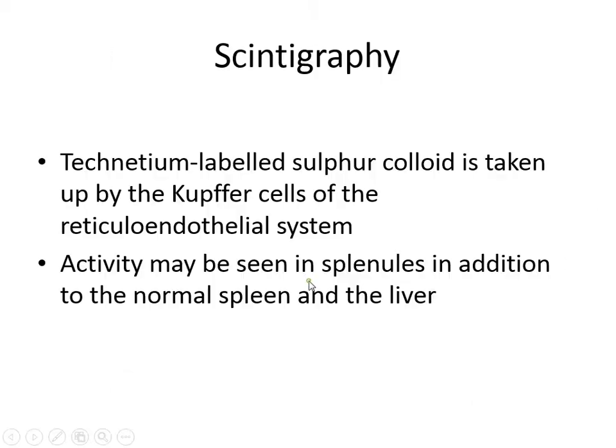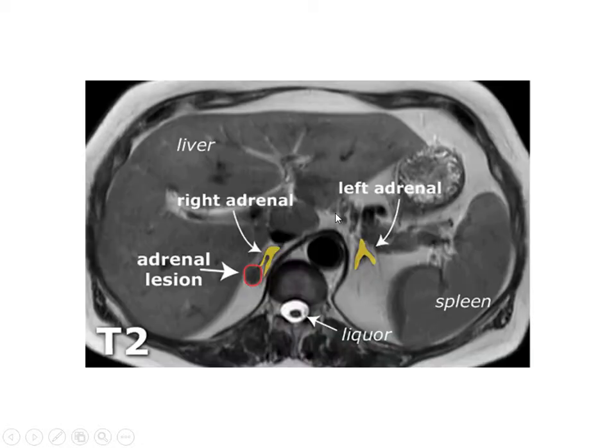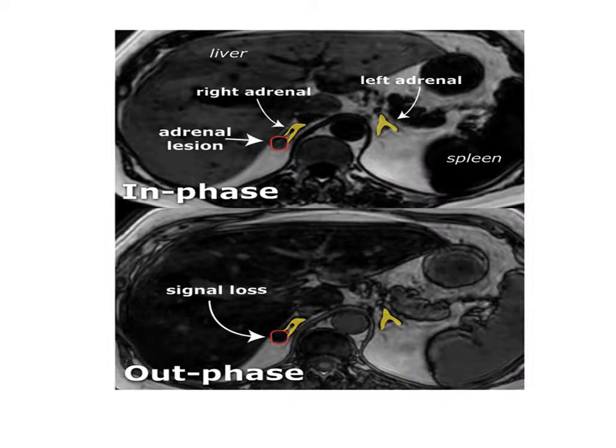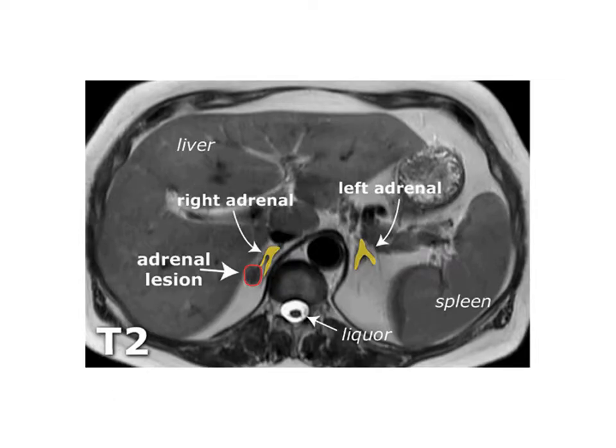These images were particularly done for the adrenals, for adrenal adenomas. But however, just to see the spleen, you can see in phase it's darker than out of phase images. We will talk about in phase and out of phase later. This is a T2 image of the spleen. You can see the spleen and the liver are almost of the same signal intensity, more or less.